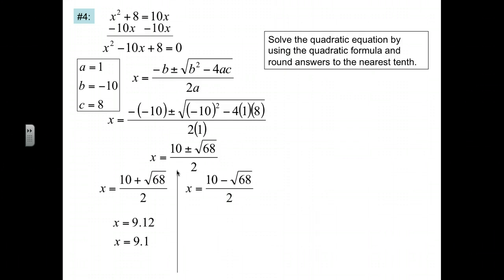I am left with 9.1, and I want to round this to the nearest tenth. That means I am going to get 9.1. If I was to work this out again, I will get 10 minus the square root of 68 divided by 2. I get 0.87, and I round that up to 0.9. And those are going to be my roots.